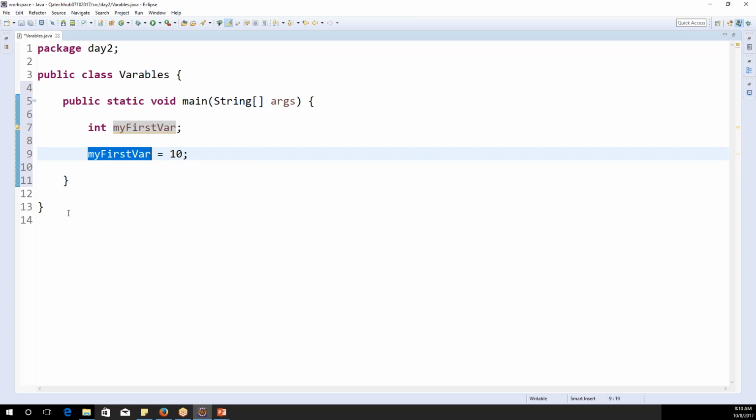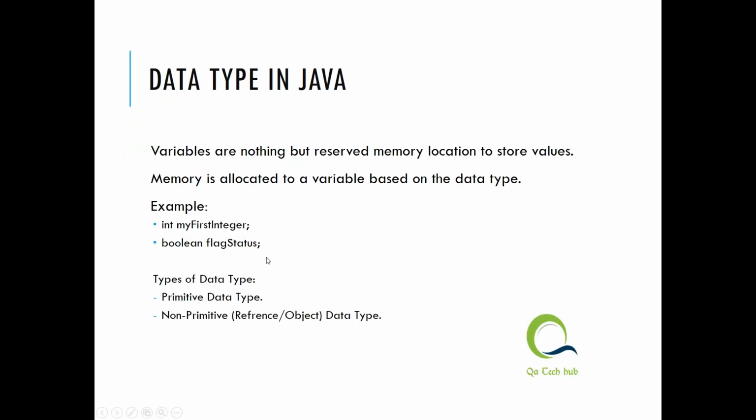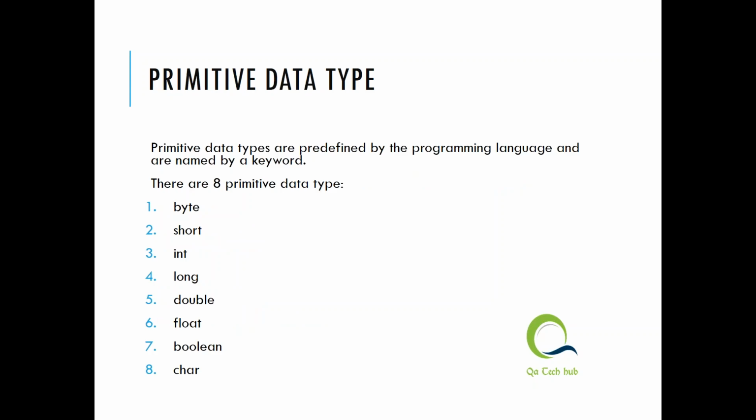All good. Okay, so moving ahead, then we have the topic of data types. There are two types of data type. One is primitive data type and the second is non-primitive data type. Non-primitive are also known as references and objects. Okay, so let's start with the primitive data type. How many data types are primitive, and which ones do you call primitive?